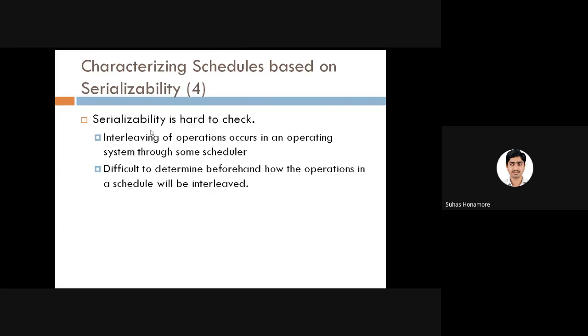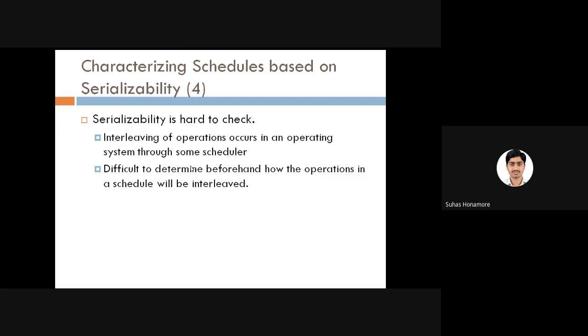Serializability is hard to check. Interleaving of operations occurs in the operating system through some scheduler; from that only the interleaving will happen. But it is difficult to determine beforehand how the operations in a schedule will be interleaved, because we don't know in which order the operations will come. You can't predict the future exactly, which operations will come. So interleaving of those operations is also difficult, and achieving serializability is the difficult part.